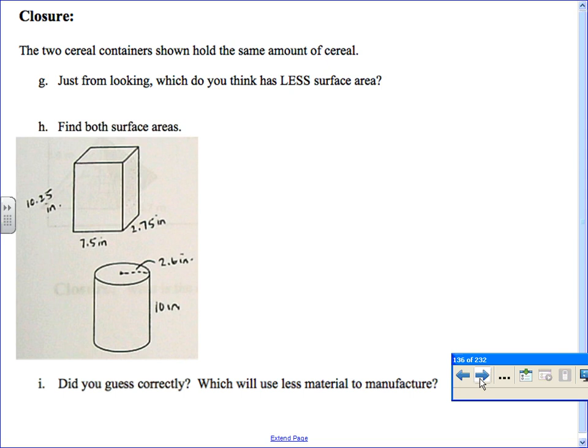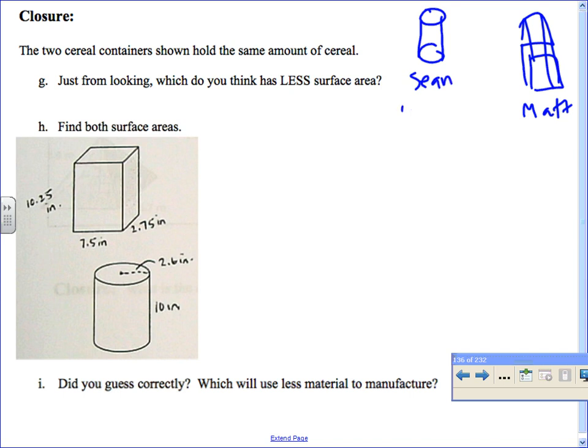So on the closing, it says, the two cereal containers shown below hold the same amount of cereal. Just from looking, what do you think has less surface area? So just from looking, I want an opinion before you actually find the surface area of each. Sean, which one do you think is less? Okay, Matt? The rectangle? Okay. Annalise? Hold on, I just want to take a vote real quick. Matt, you said the rectangle. Sean, you said the cylinder.